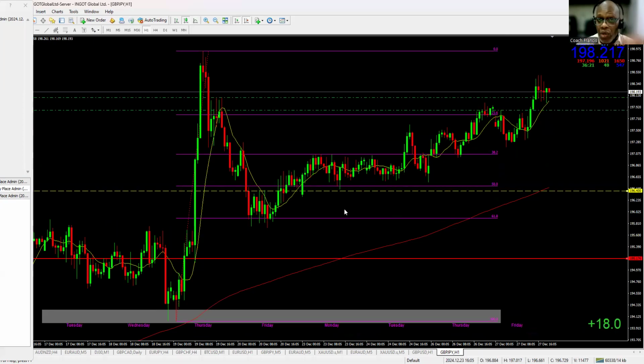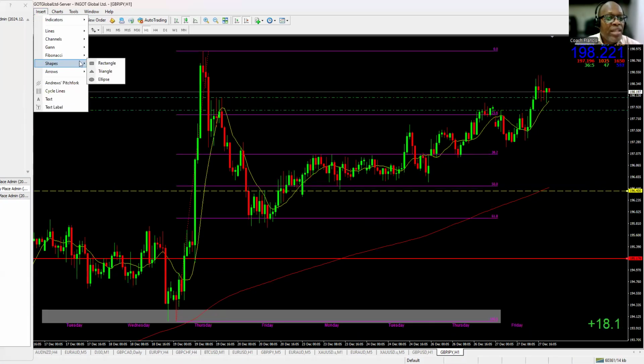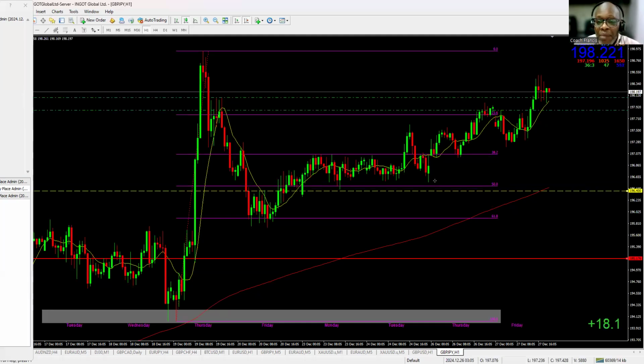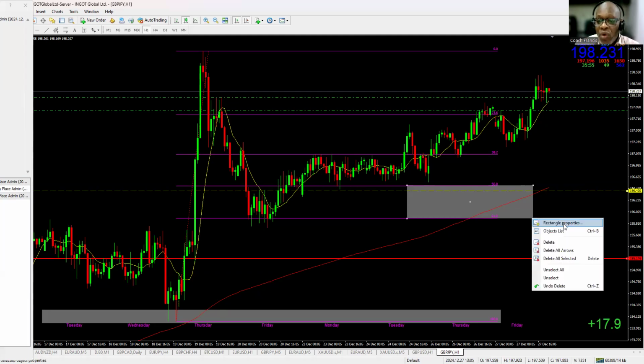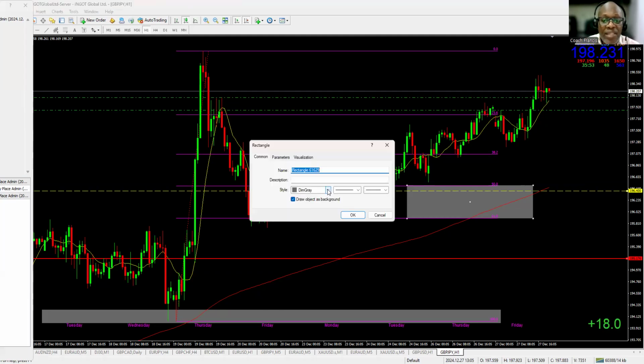Perhaps you've heard me talk about the golden zone. Where do we call the golden zone? The golden zone is anywhere between the 50 and the 61.8. So again, some of you who have traded this with me will know I usually would mark this place from the 50 to the 61.8. I would usually call it the golden zone, and I usually would leave it as blue.